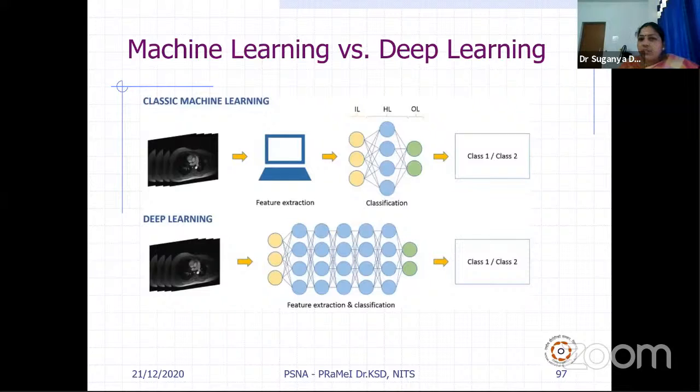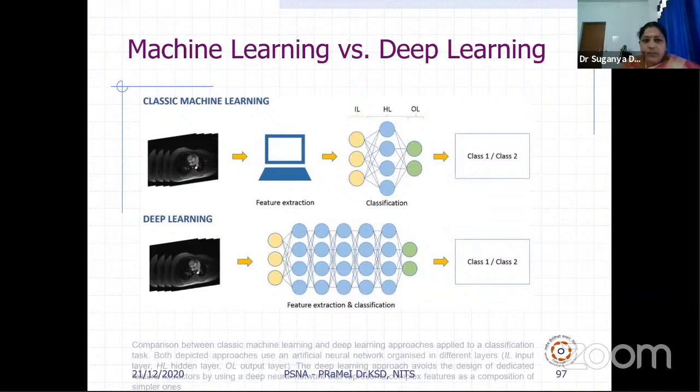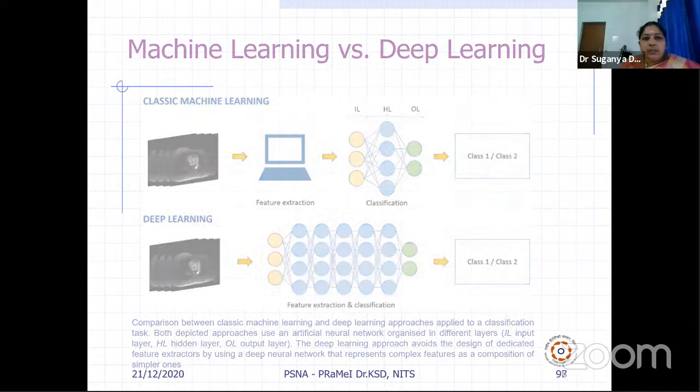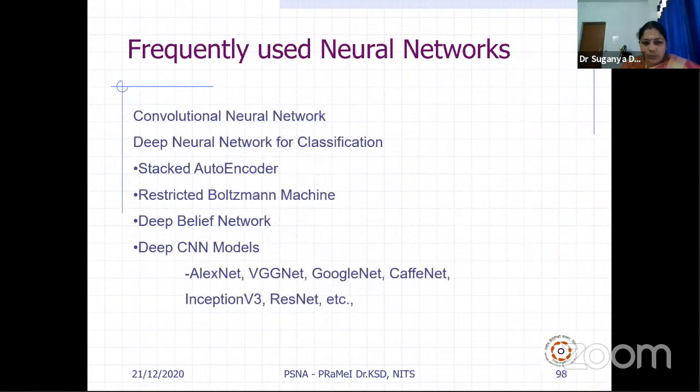And this is machine learning versus deep learning. I have told you already. In machine learning, we have to give the features, but in deep learning, it will extract the features on its own from the data. That is the difference between machine learning and deep learning. And these are the frequently used neural networks: AlexNet, which is booming now, VGGNet, GoogleNet, Inception V3, ResNet 101, ResNet 50, and so on. We can go for any of these. They are already available in the Python library as well as in MATLAB.